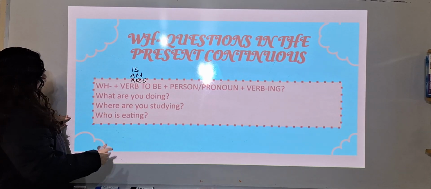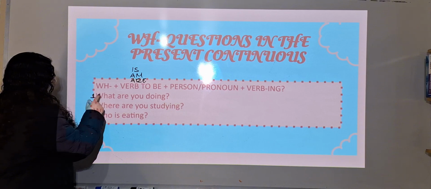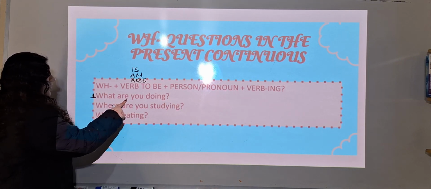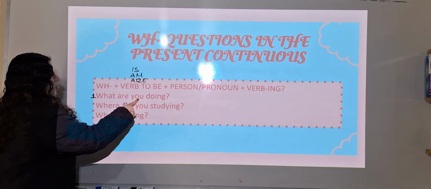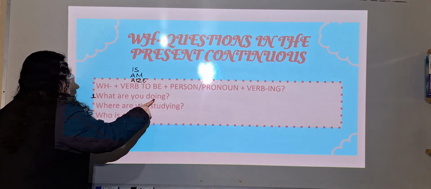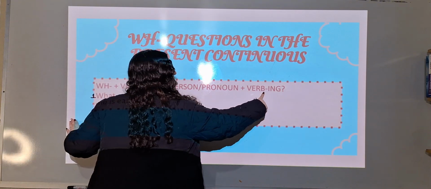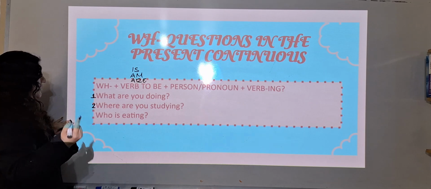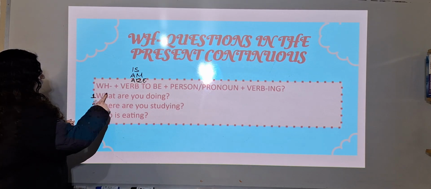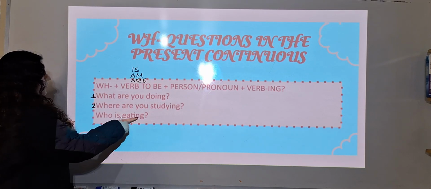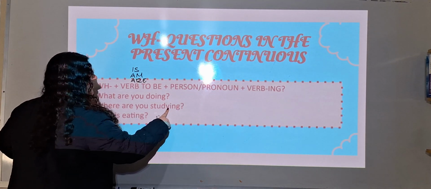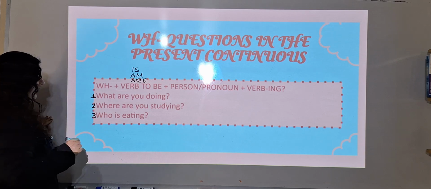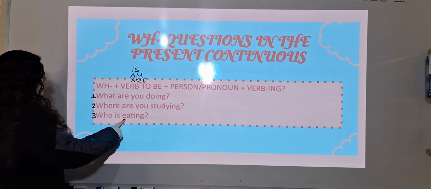For example, in question number 1 that we have as an example is what, which is the WH question, are, the verb to be, you, the pronoun, and doing, which is my verb ending in ing. Example number 2 says, where are you studying? So here we have a verb. And lastly, in number 3, it says, who is eating?